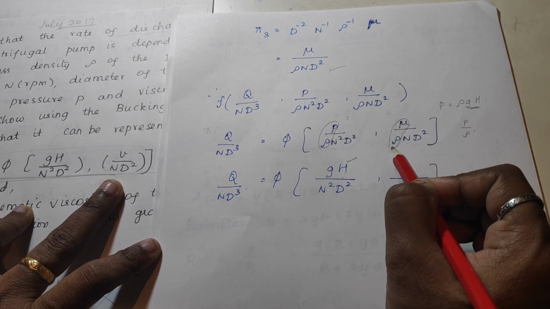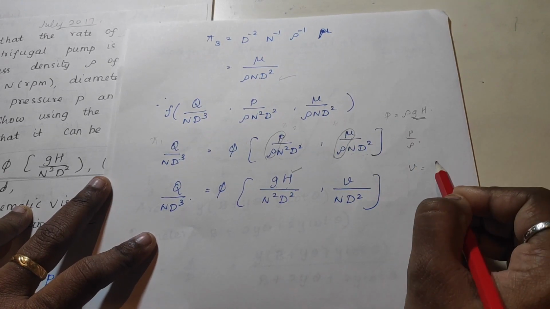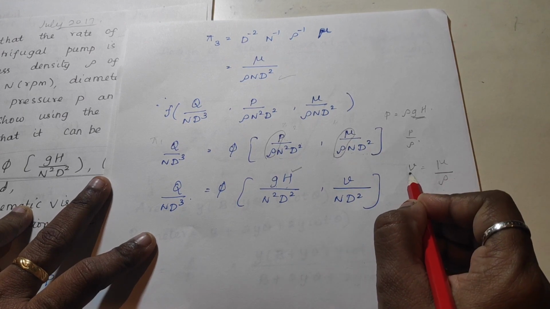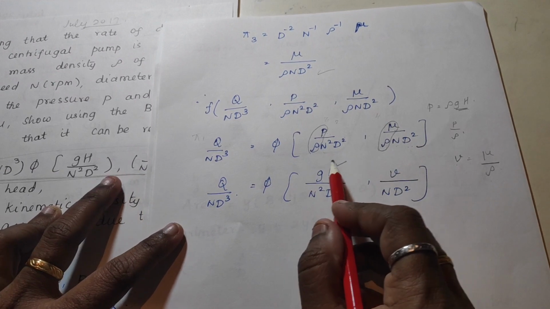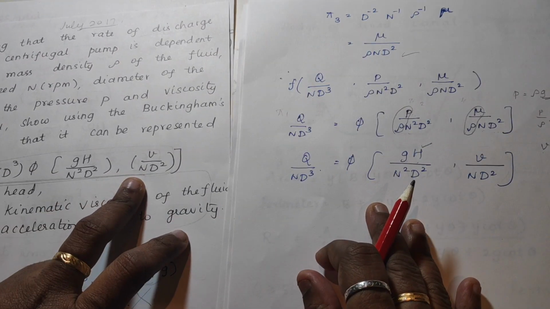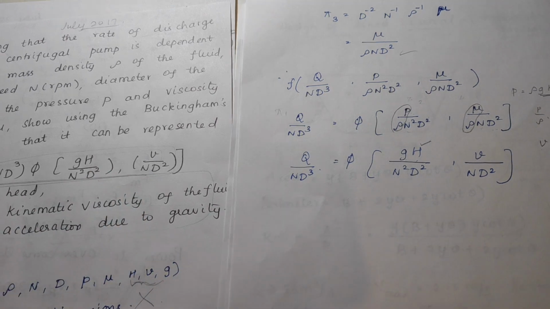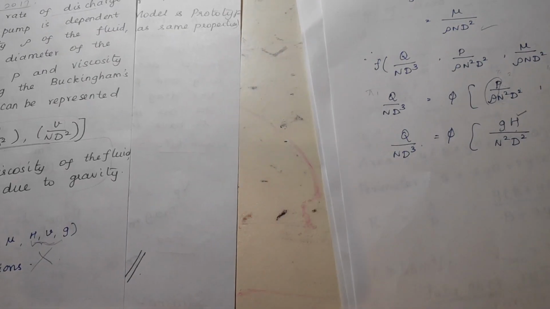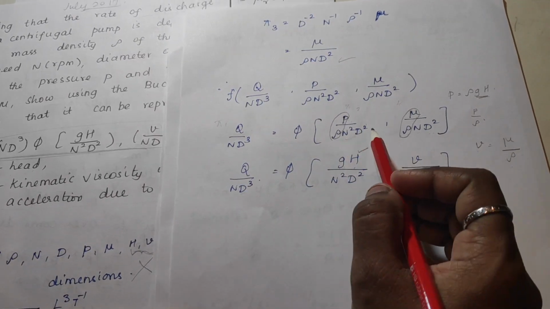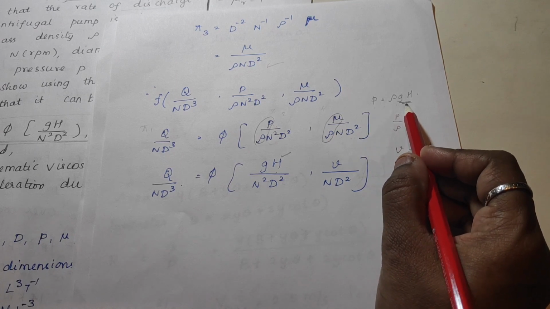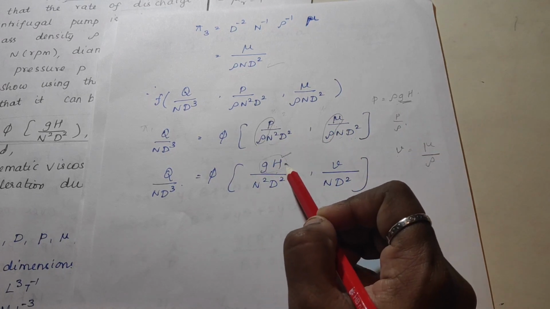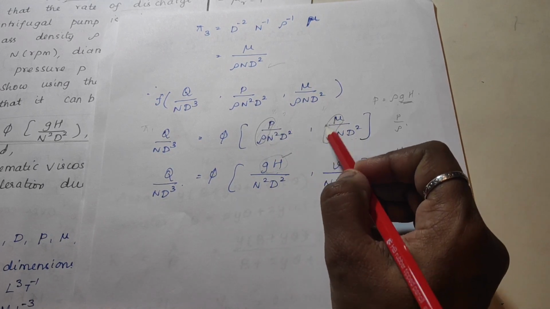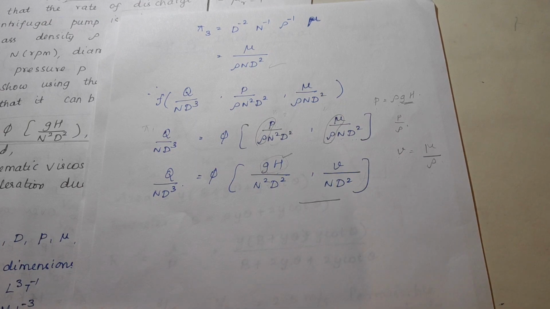What is mu by rho? That is kinematic viscosity. Clear? Dynamic viscosity divided by density is your kinematic viscosity. So finally you have to write it in this equation. Okay? Clear? As usual, it is the same problem as we derive it in the Buckingham's pi theorem. Finally you have to change the equation with the formula. Pressure is equal to rho GH. We have to derive it in the form of GH. So P by rho is equal to GH. Mu by rho is equal to nu. This is the answer. Clear?